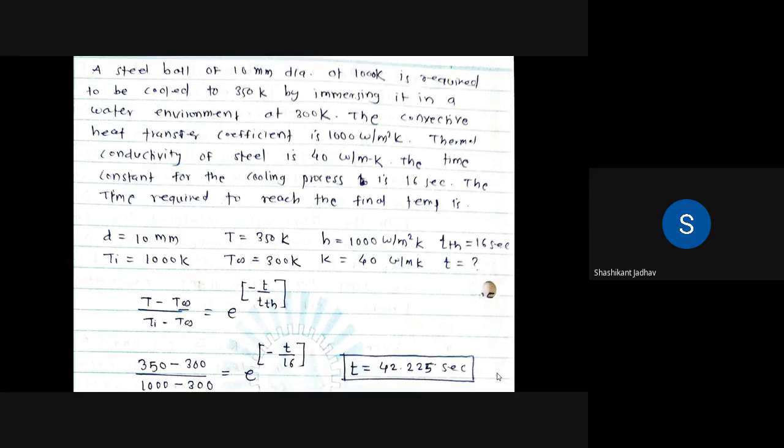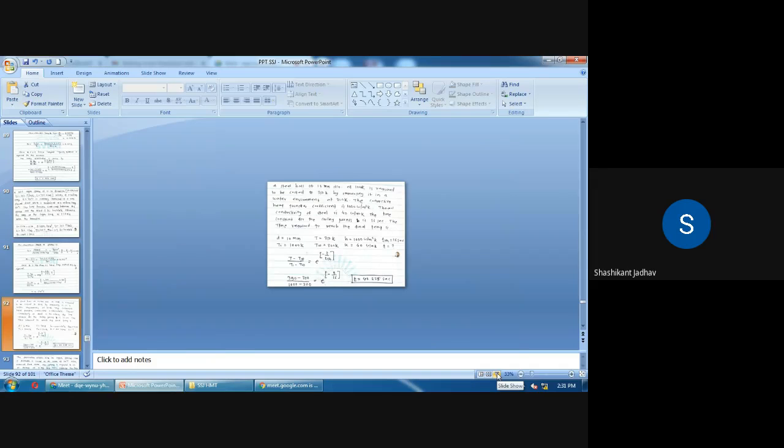Okay, so this is the problem which is related to transient heat conduction. Okay, so here our first unit is completed, that is conduction. Now we have to start unit number 2, that is extended surfaces. What is our second unit? Unit number 2, that is extended surfaces. So all of you write down unit number 2, extended surfaces.